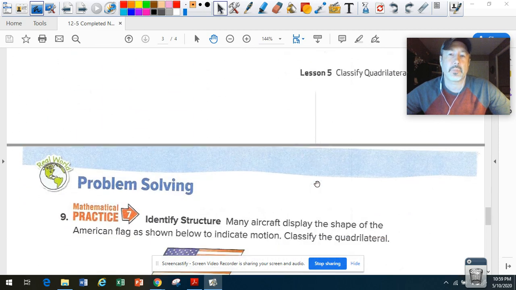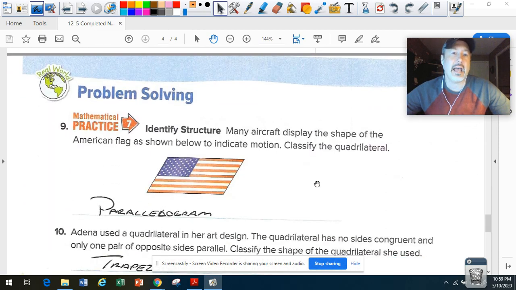Last page. Here we go here. Page 932. It says, identify the structure. Many aircraft display the shape of the American flag as shown below to indicate motion. Classify the quadrilateral. As you can see here, opposite sides are congruent. This is congruent to this side. This is congruent to this side. They are also parallel. This side's parallel to this side, and this side's parallel to this side. So what attributes is that? Classify this quadrilateral as a parallelogram.